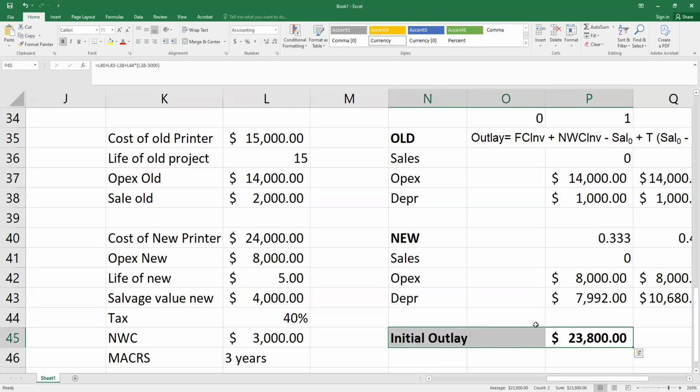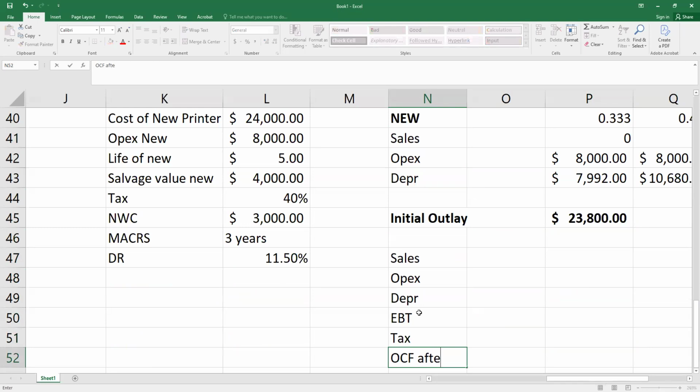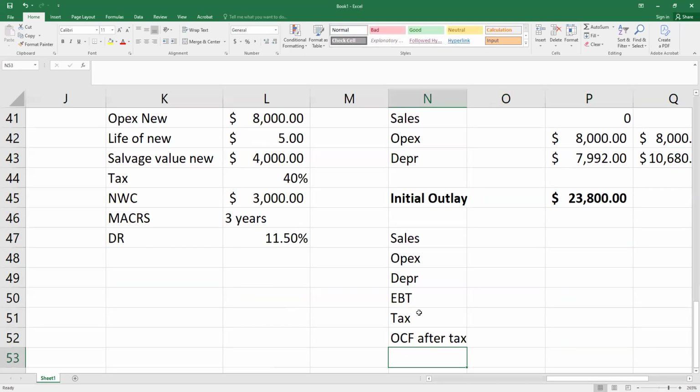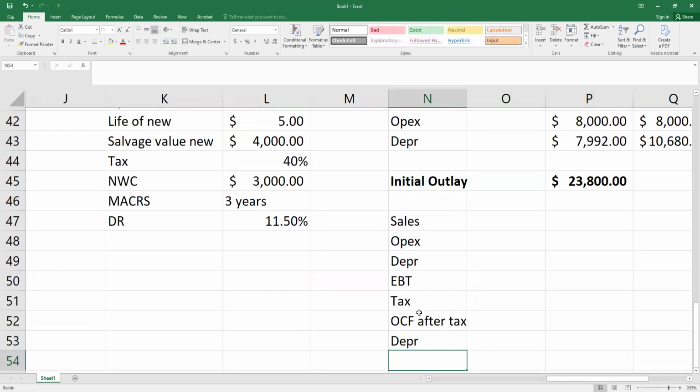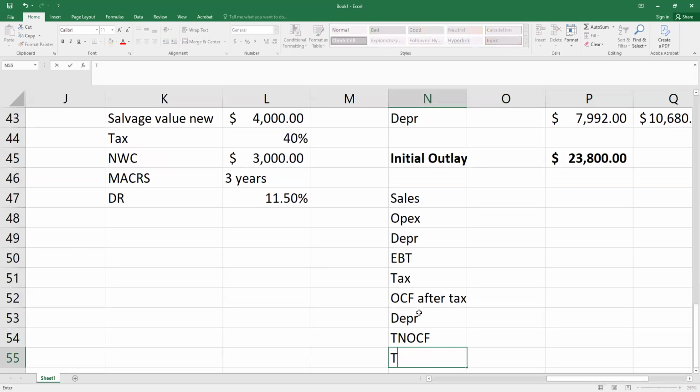Now I need to calculate the cash flows, like sales, EBT, tax, OCF after tax. Again, I'm adding the depreciation back, terminal, non-operational OCF, and total OCF.